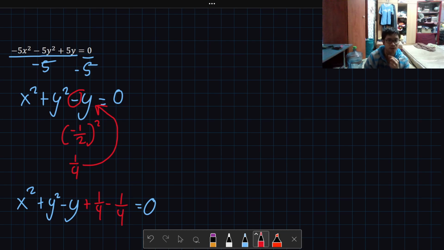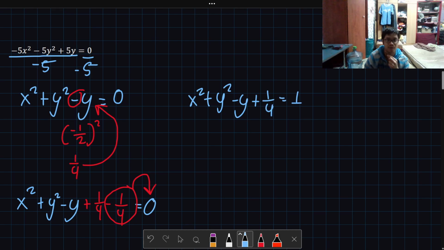Now, the negative constant term, the negative 1/4, you're going to put it on the right side. So as a result, you will have x squared plus y squared minus y plus 1/4 is equal to 1/4. Then what are we going to do? We simplify both sides. On the right side, we have only 1/4 as the given constant term, so we're just going to leave it that way. I don't touch it, just leave it that way.